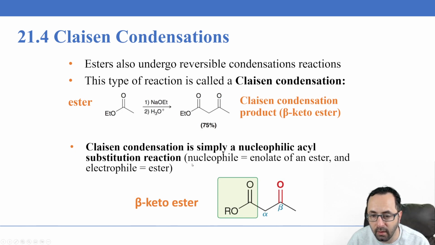So Claisen condensation is simply a nucleophilic acyl substitution, as we've seen before in the ketones and aldehydes chapter. So the nucleophile in this reaction is going to be the ester enolate, due to the deprotonation at the alpha carbon, and the electrophile will be the ester itself, and your ultimate product here is going to be a beta keto ester. So you're going to get a ketone here at the beta position relative to the remaining ester group.